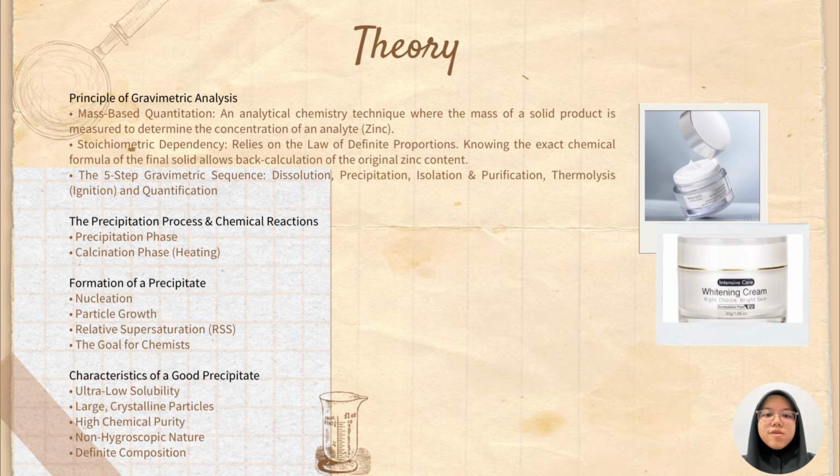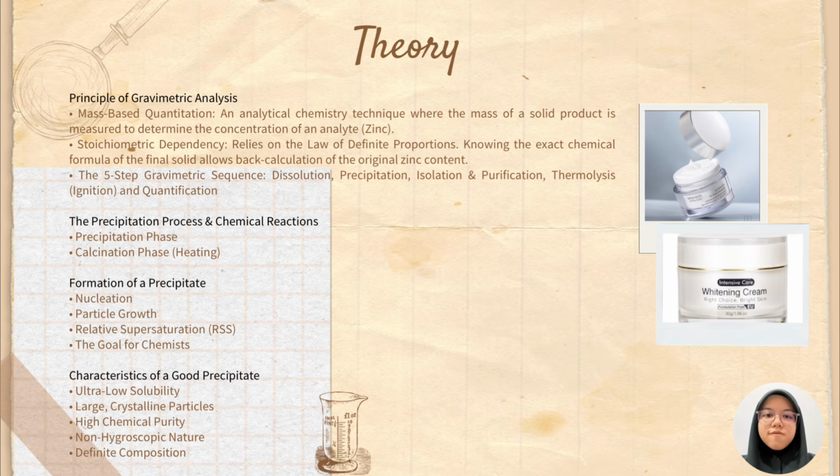To get there, we follow a five-step sequence. We start with dissolution and precipitation, move on to isolation and purification via filtration, and finish with thermolysis, which is heating or calcination, before final quantification. This splits our chemical reaction into two main stages: the precipitation phase, where the solid forms, and the calcination phase, where we heat it to drive off impurities.